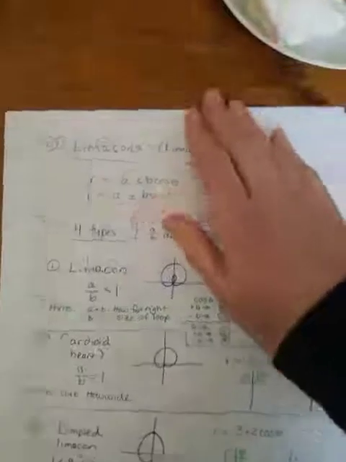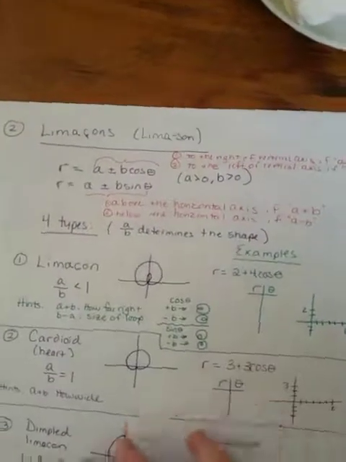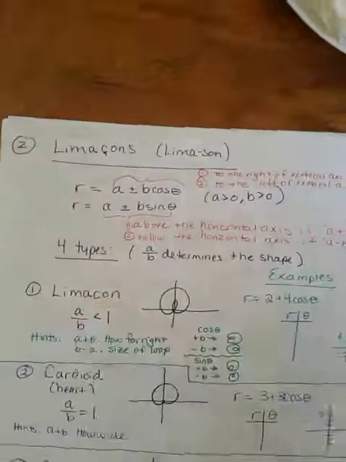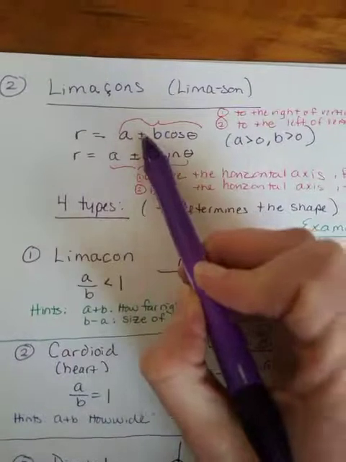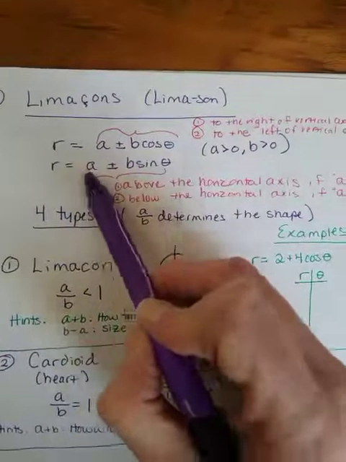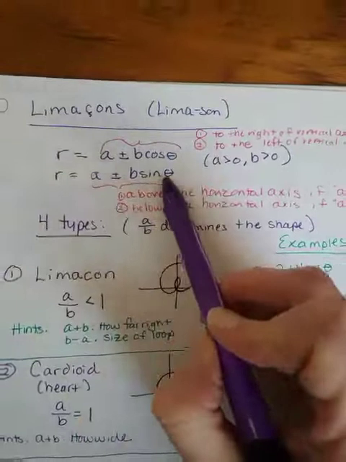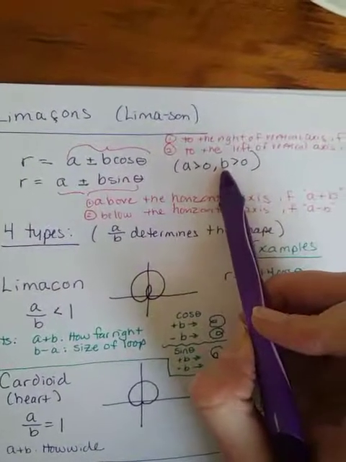Okay, the second type of polar graph we're looking at is a limacon. You can probably say it way better than me. But these are of the form r equals a plus or minus b cosine of theta, and r equals a plus or minus b sine of theta. A and b are both greater than 0.